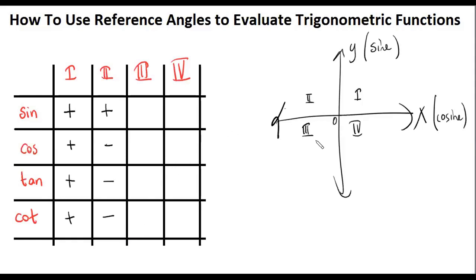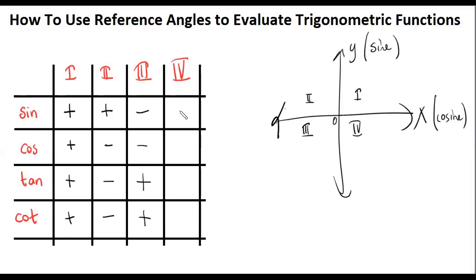That's correct. Third quadrant. In the third quadrant, sine is the y-coordinate, so it is negative. Cosine? Also negative. Thank you. So the tangent will be minus over minus, which is plus. Yes, minus over minus is plus. So that's going to be positive. And cotangent is the same as tangent, so it is also positive.